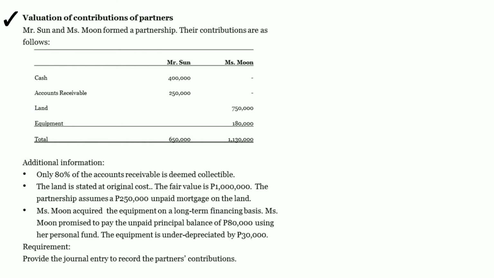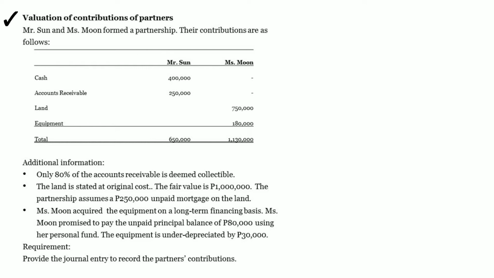Mr. Sun and Miss Moon formed a partnership. Their contributions are as follows. Additional information: only 80% of the accounts receivable is deemed collectible. The land is stated at original cost. The fair value is 1 million pesos. The partnership assumes a 250,000 pesos unpaid mortgage on the land.